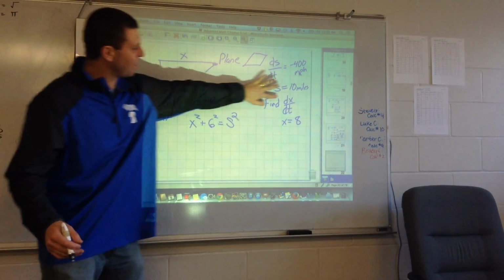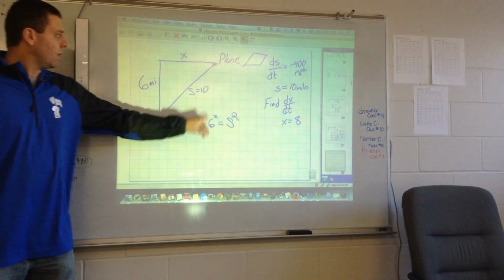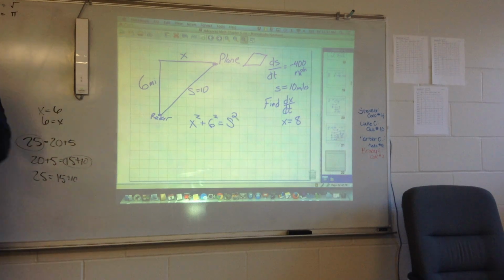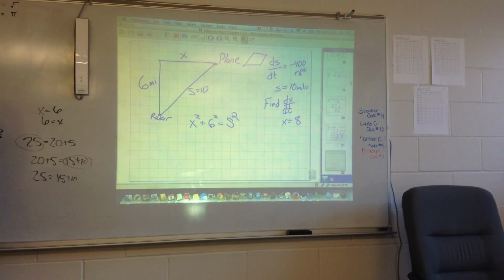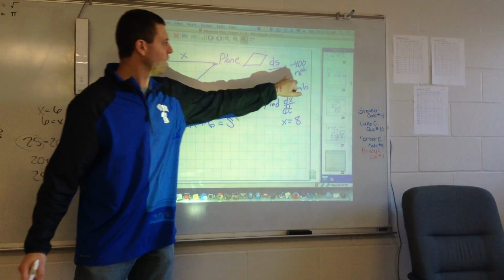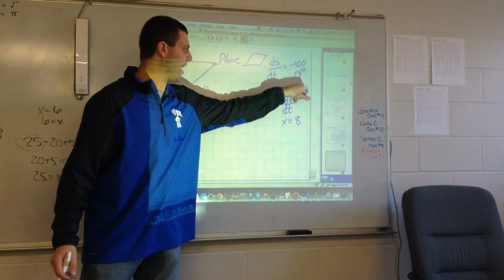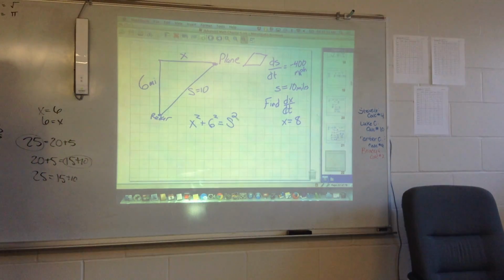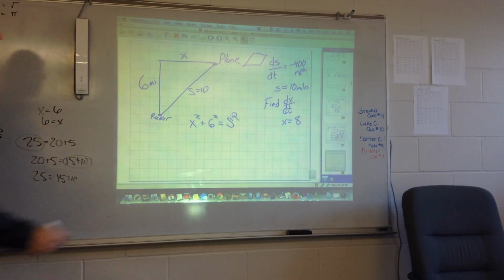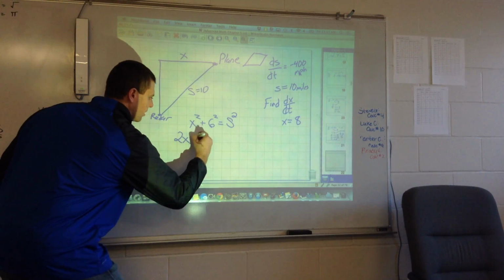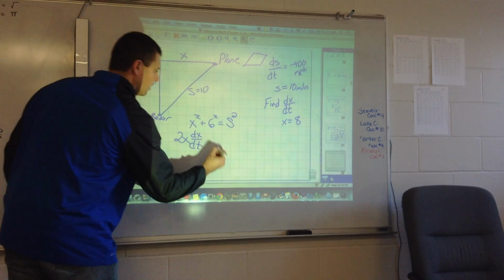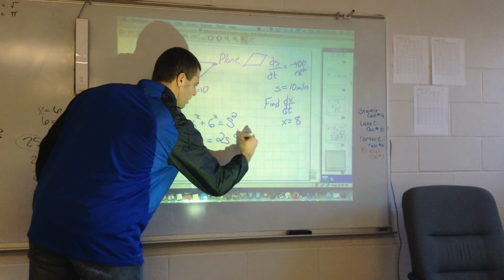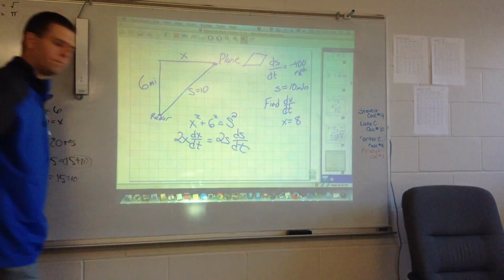And keep in mind, we're trying to find dx/dt. s is changing, x is changing. We have to leave them as variables because they are changing. This isn't staying 8. That's not staying 10. But at the very instant we're trying to find how fast x is changing, we know that is that much and that is that much. So 2x dx/dt plus 0 equals 2s ds/dt.